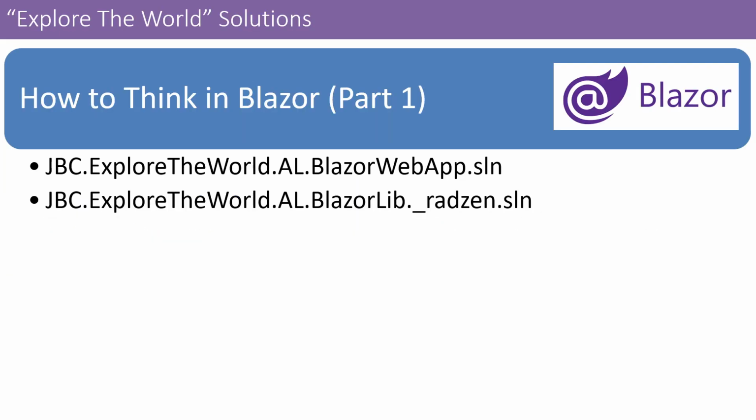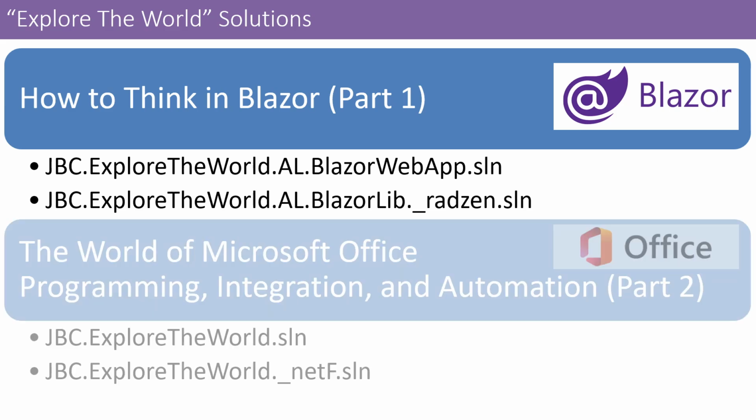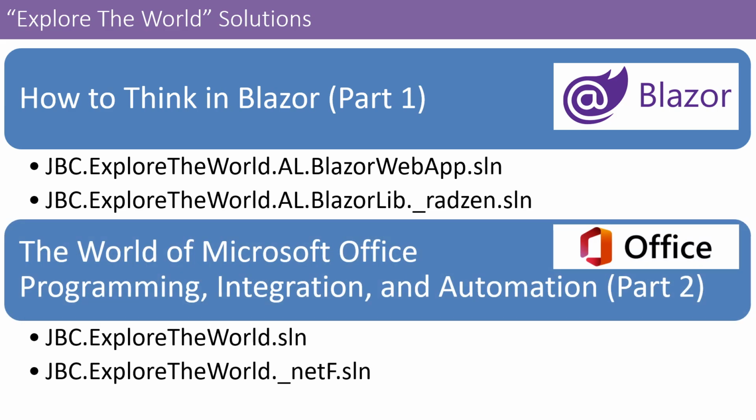So there are 4 different solutions that I created. Solutions meaning really a lot of the same projects underneath those. Within this talk, how to think in Blazor, we have the Blazor web app solution and the Blazor lib Radzen solution. We'll cover those more later. And we also have 2 more solutions that include a lot more code, a lot more samples. That's at a higher level, the Explore the World.sln. And then there's one for .NET Framework, which again is more so covered in the second part.